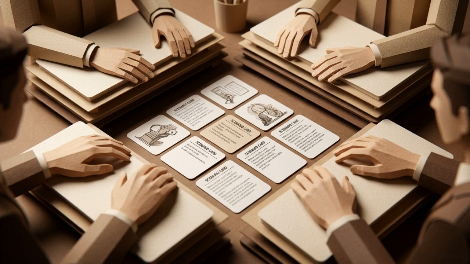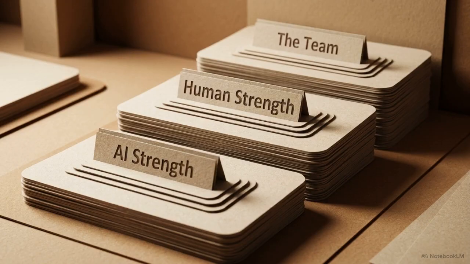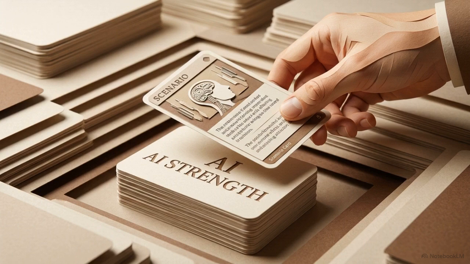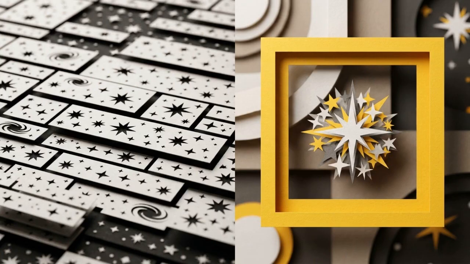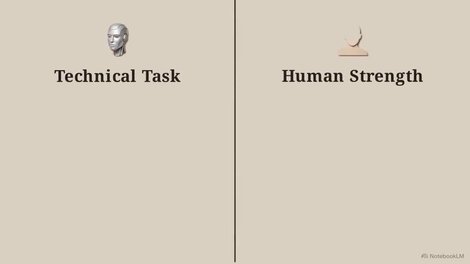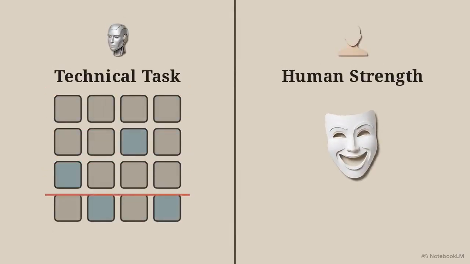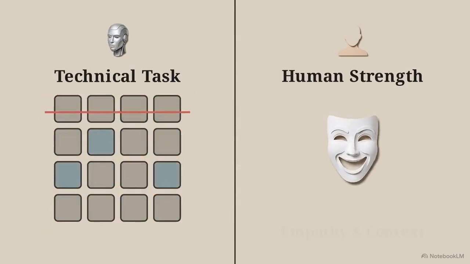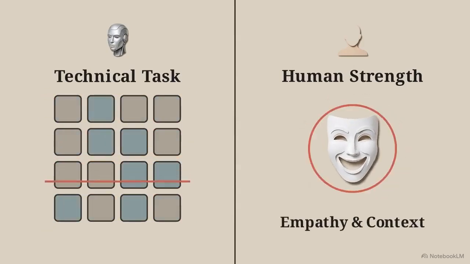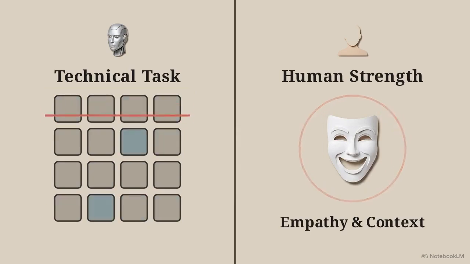Divide the class into small teams and hand each group 6 printed scenario cards. Their task is to sort each scenario into one of 3 categories: an AI strength, a human strength, or a task for the team. An AI strength would be spotting a specific star pattern hidden inside millions of telescope photos. The machine excels at rapid data processing. This chart contrasts that technical task with a human strength. Evaluating whether a new joke is funny requires empathy and real-world context, traits the algorithm lacks.